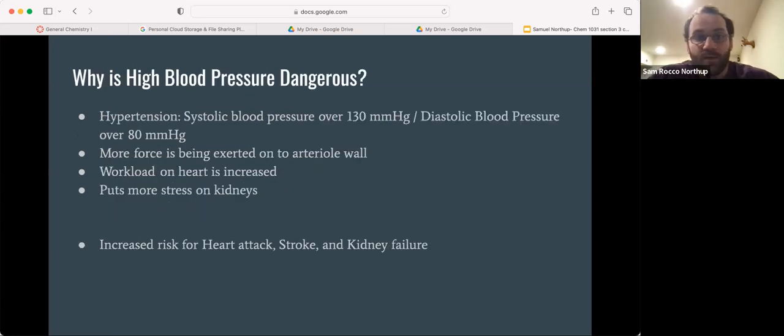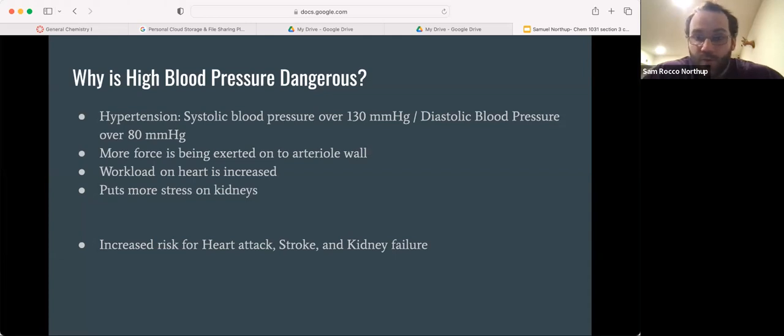So why is high blood pressure dangerous? Hypertension, which is high blood pressure, is defined as a systolic blood pressure, which is the pressure in your heart during contraction, over 130 millimeters of mercury, and a diastolic blood pressure, which is the pressure in your heart when it's relaxed, of over 80 millimeters of mercury. Blood pressure is basically the force that your blood is exerting on your arterial wall. So when that's higher, your heart has to work harder. The workload on the heart is increased the higher blood pressure is.